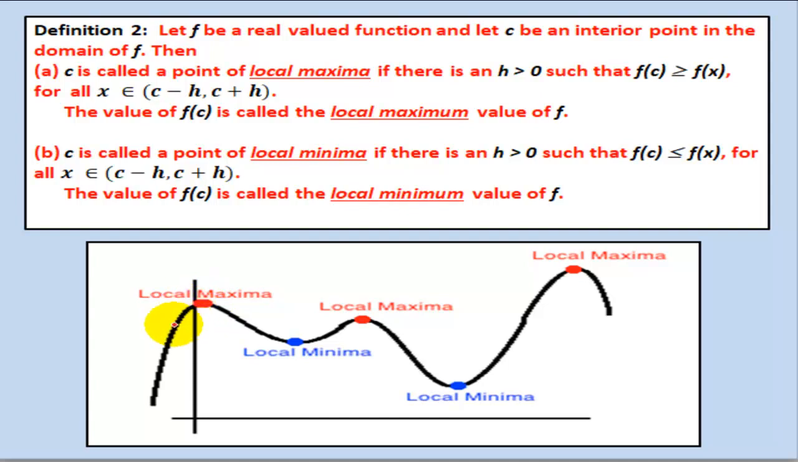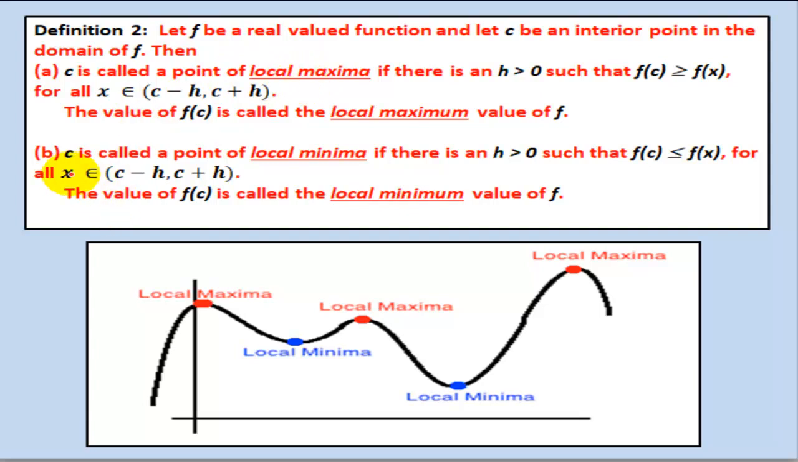So if you look at all the points on the left of c or on the right of c, at each point f(x) is smaller than f(c). So in that case f(c) can be termed as the local maximum value of f. We will discuss why the term local is used over here. And c is called a point of local maxima.